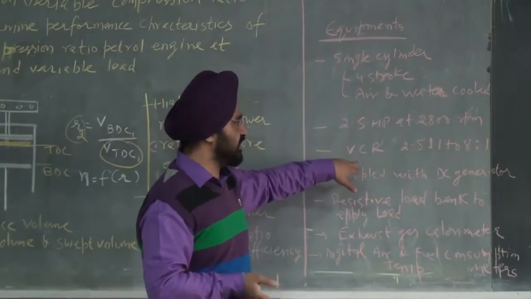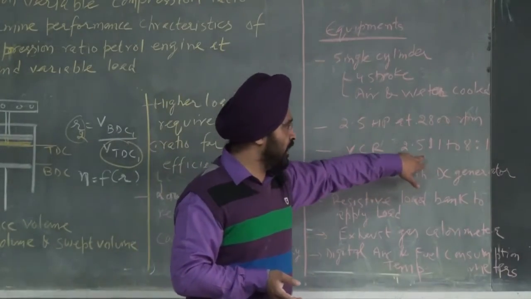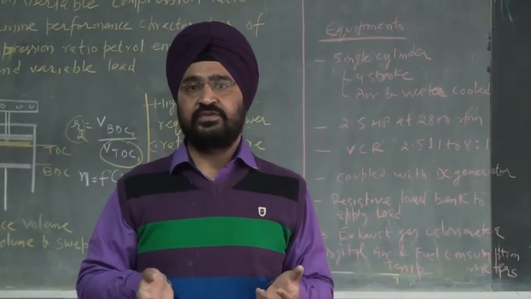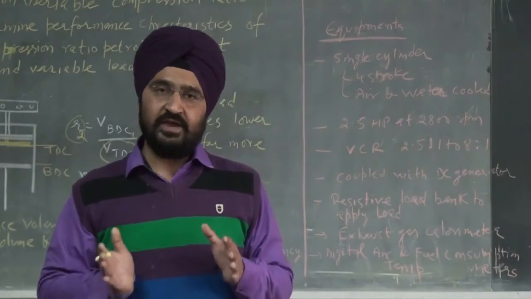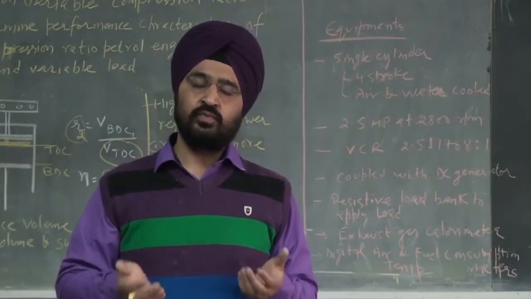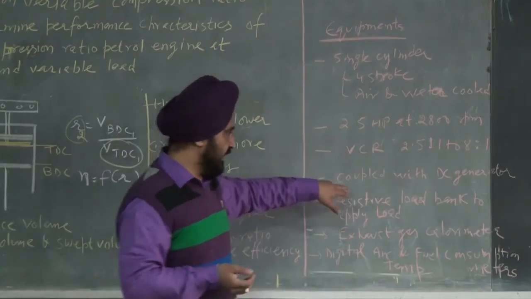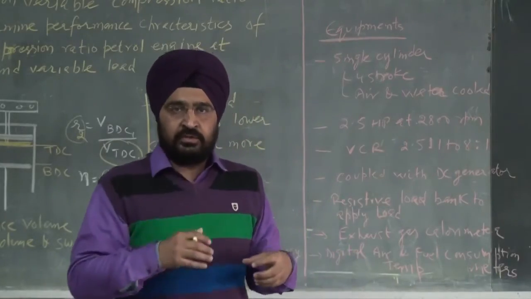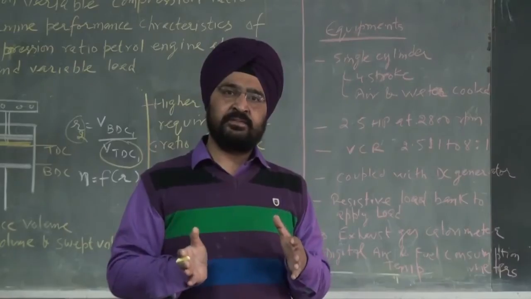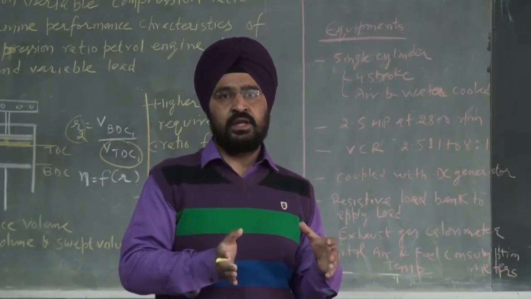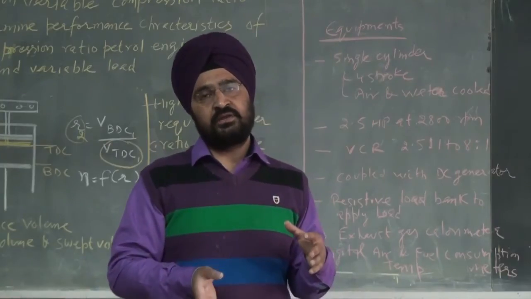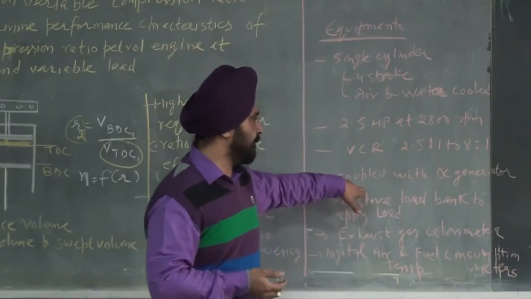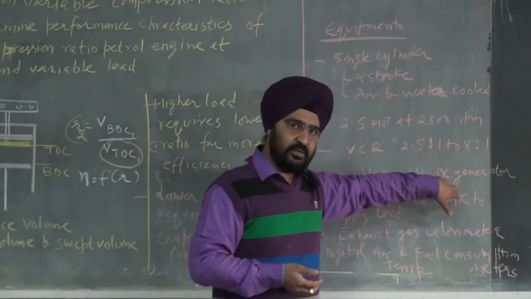Another specification is the variable compression ratio: 2.5:1 to 8:1. So the compression ratio R could vary from 2.5 to 8:1. Then you have a DC generator. This engine is coupled with the DC generator. Why a generator? In this experiment, first we will run the engine in engine mode, and then we will redo the experiment and run the engine in motor mode after cutting off the petrol. This is the third equipment in this test rig.